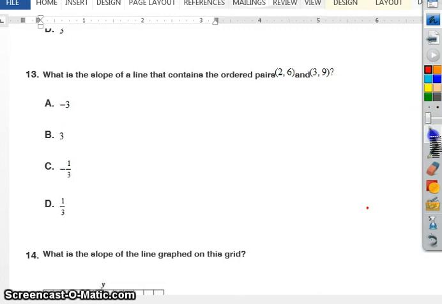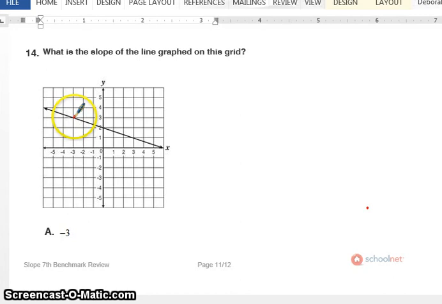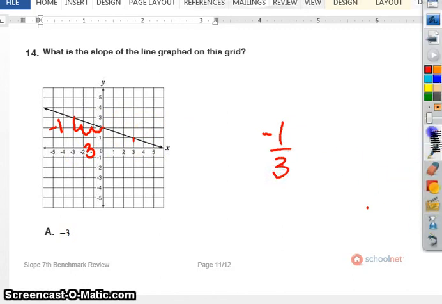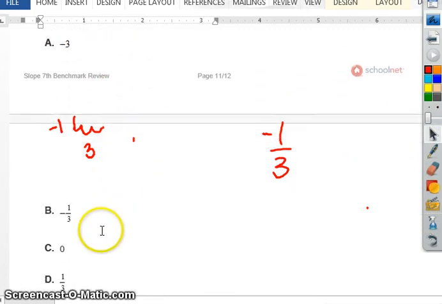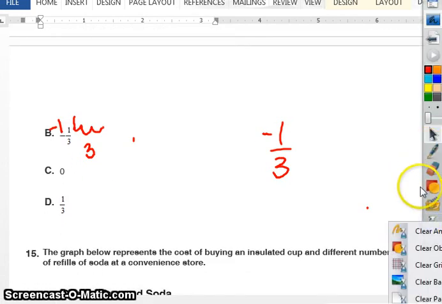Number 14, what is the slope of the line graphed on the grid? We go from here, looks like a point, here, here. So we rise 1 and it went down, negative 1. And we run 1, 2, 3. That was a positive. So we're looking for a negative 1/3. And B is the correct answer choice there. Last one.